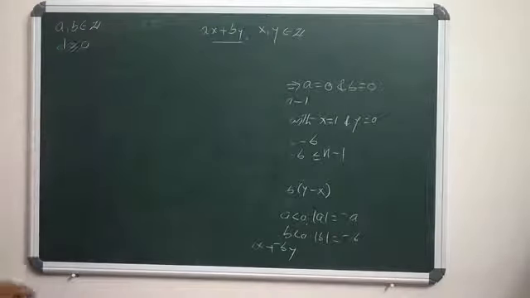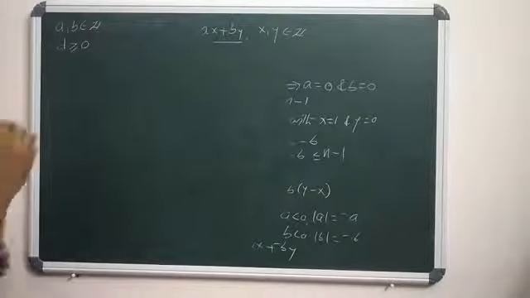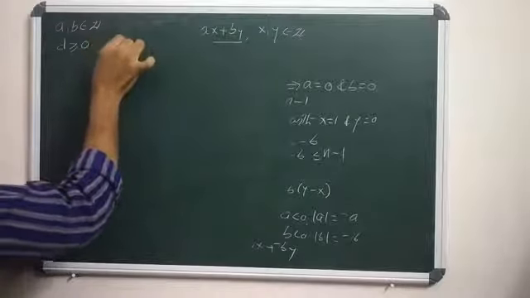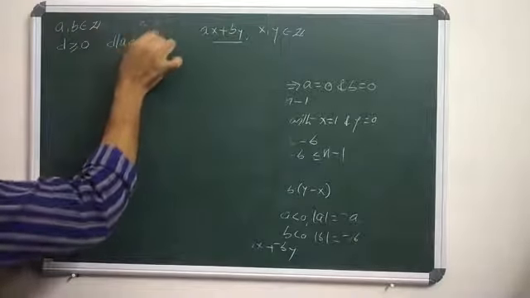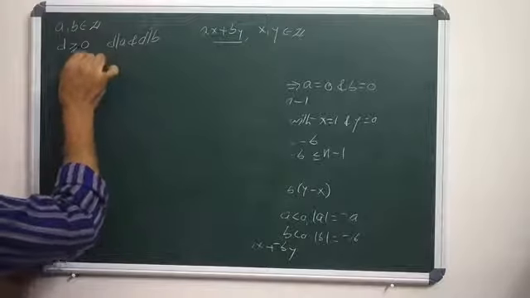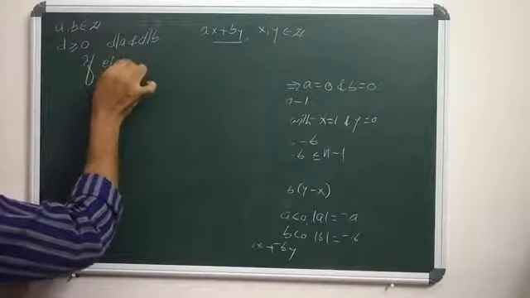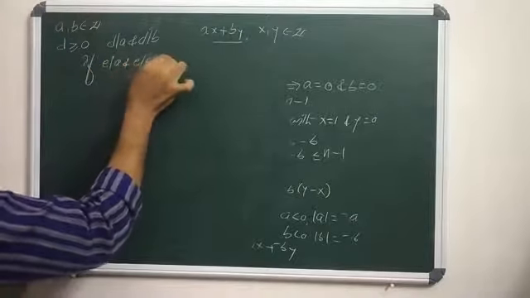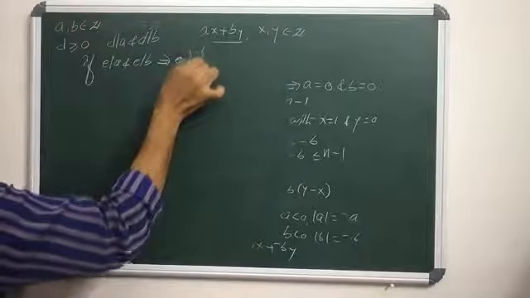First one, the non-negative property, D greater than or equal to 0. And the second one, D divides A and D divides B. D divides A and D divides B means D is a common divisor of A and B. Also, if E divides A and E divides B, then E divides D.